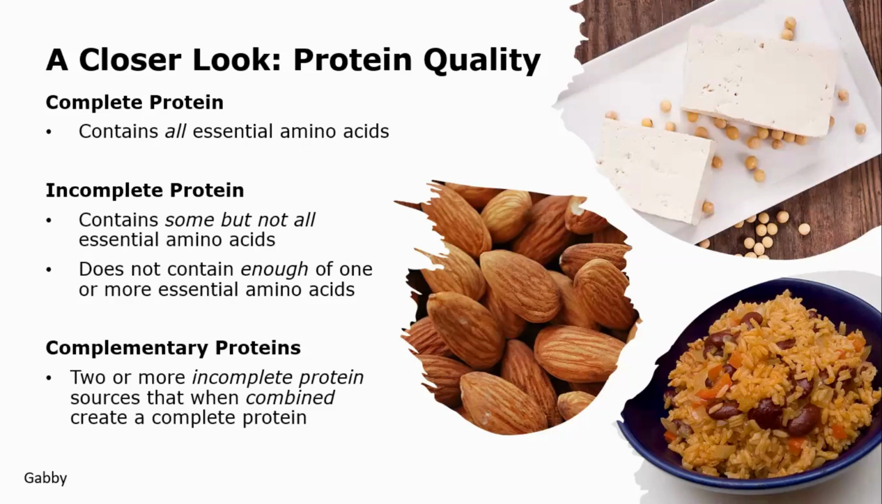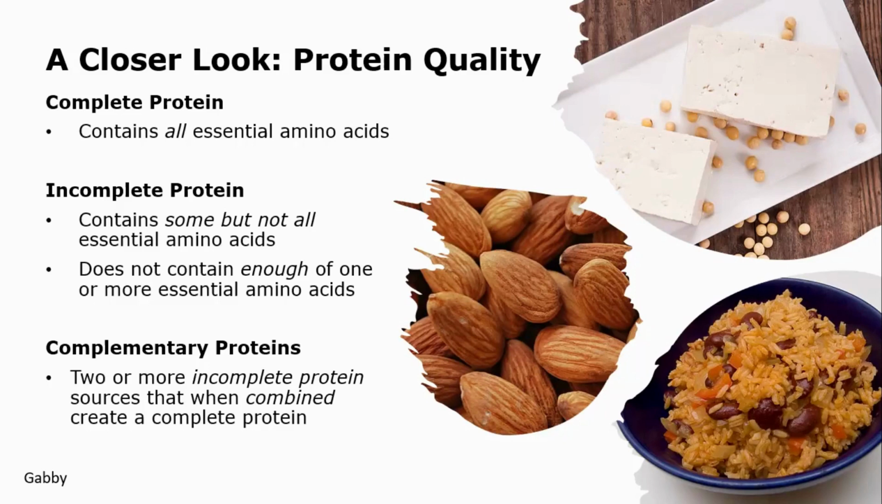An incomplete protein contains some, but not all essential amino acids, or it doesn't contain enough of one or more essential amino acids. Next, we have complementary proteins. And these are 2 or more incomplete protein sources that when combined create a complete protein.